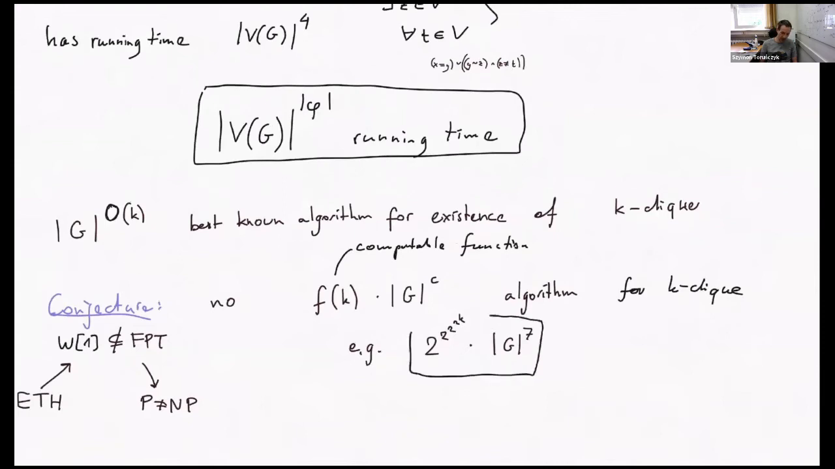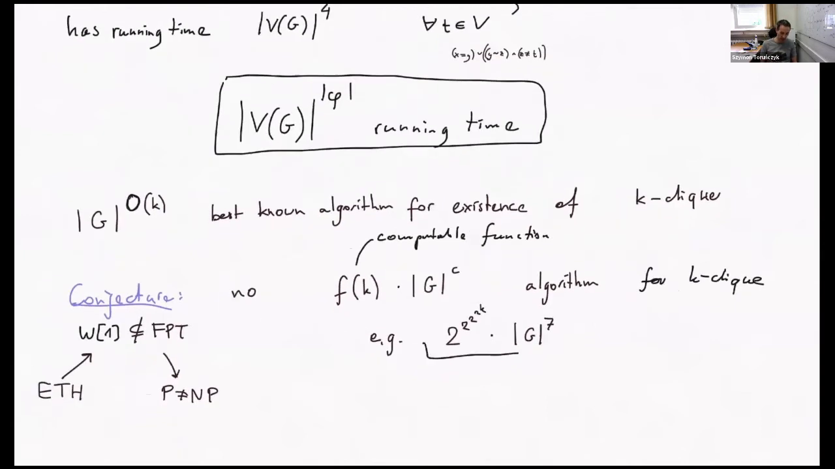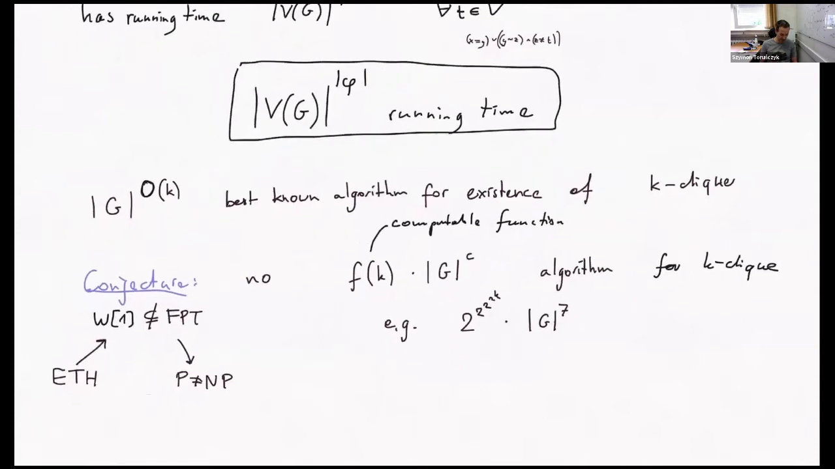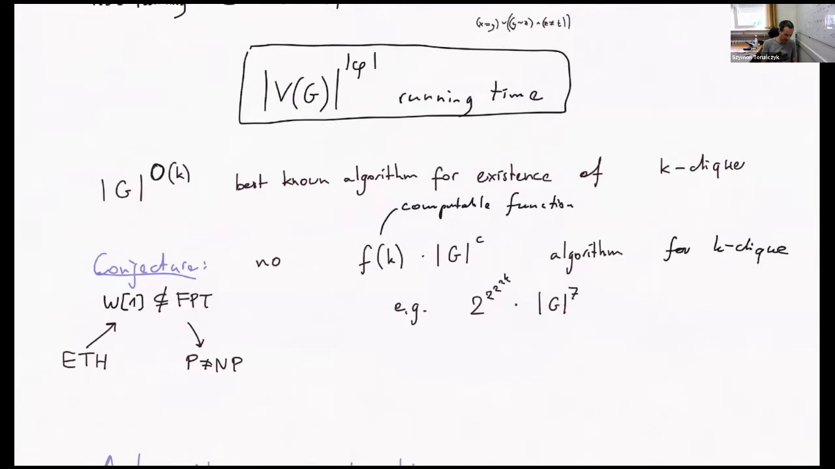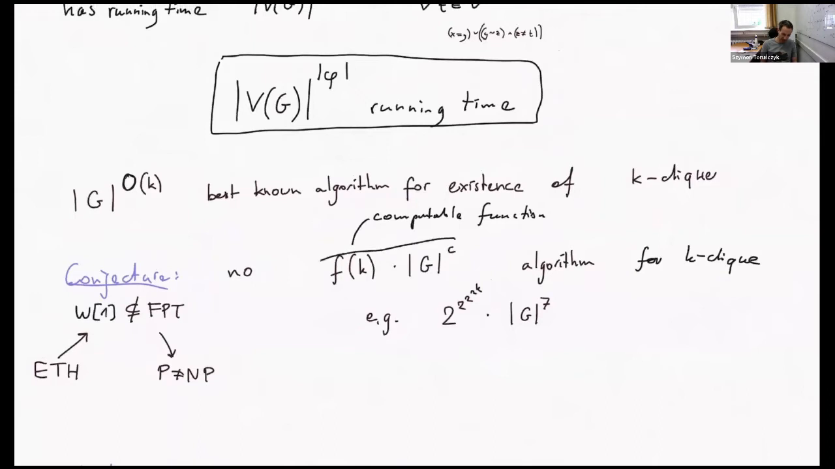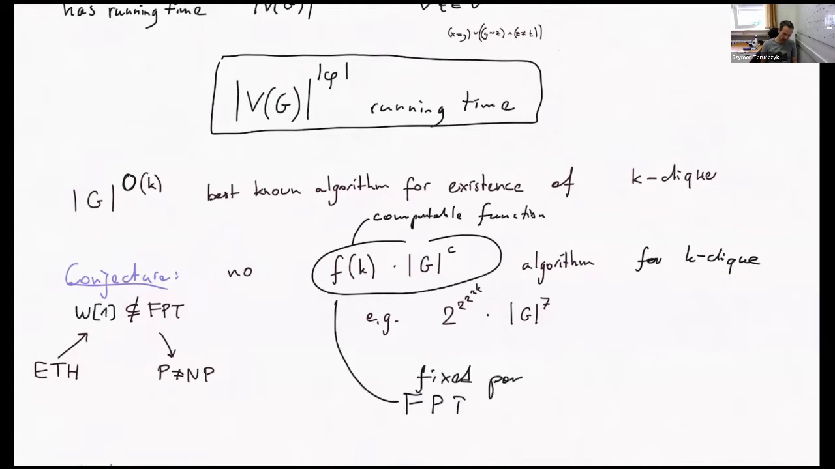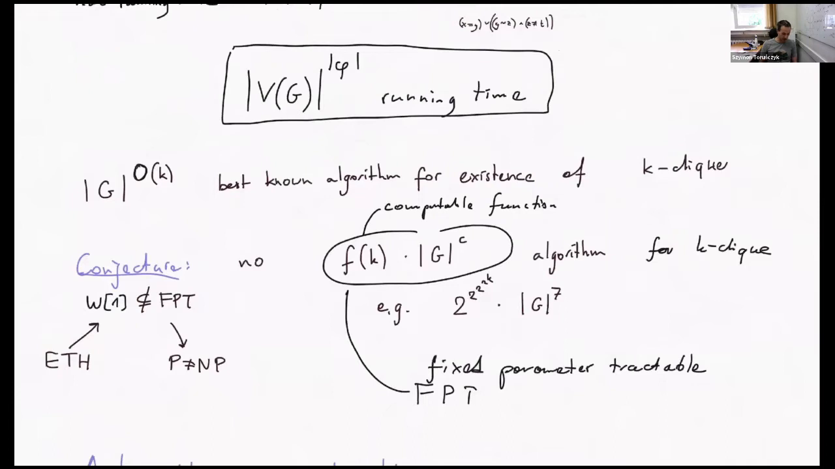So it is conjectured that there is no such algorithm for the k-clique problem. For example, it's conjectured that there's no algorithm with running time 2 to the power k times the size of G to the power 7. No algorithm with such a running time for k-clique is believed to exist. This conjecture is called W[1] is not included in FPT, because a running time of this form is called FPT, fixed parameter tractable. So it is conjectured that the clique problem is not fixed parameter tractable.